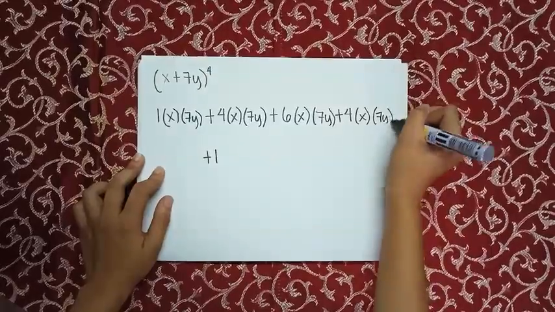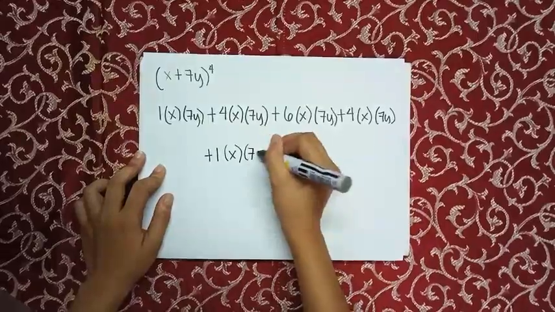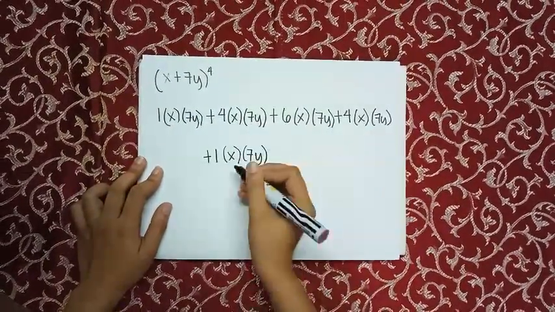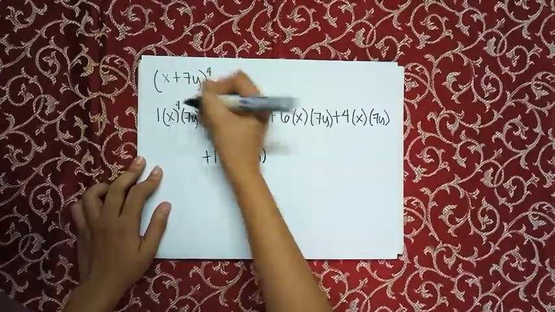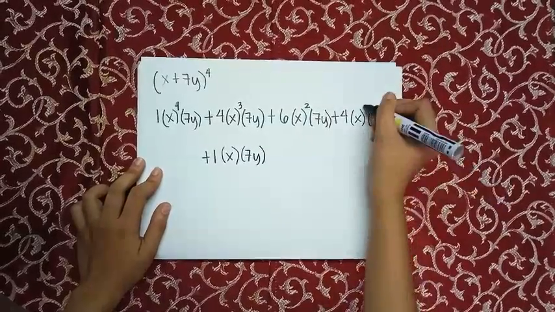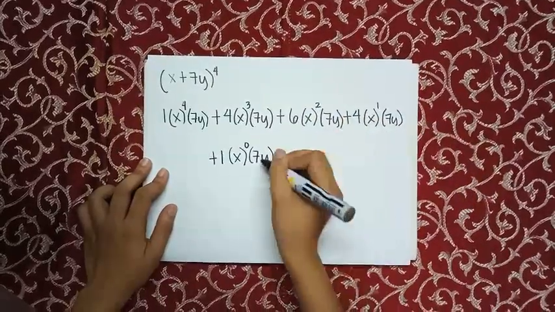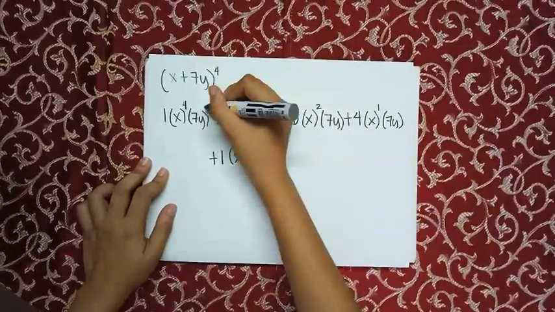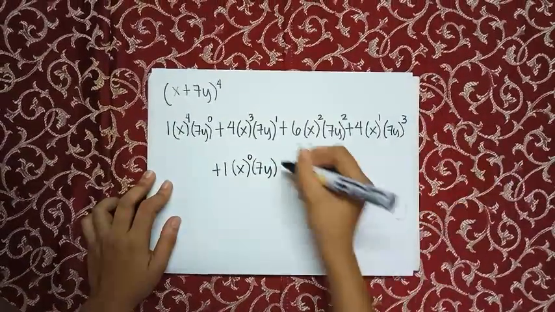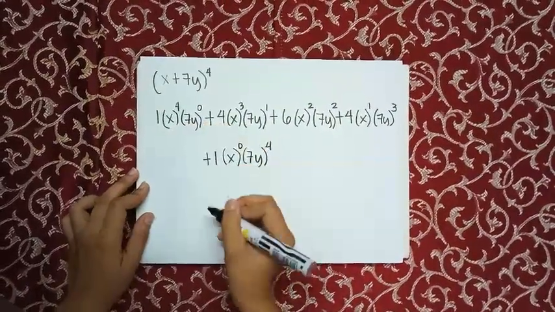After writing all of them, we'll have the exponents of x in the binomial expansion. We'll start from 4, then 3, since it is decreasing, 2, 1, and then 0. For the value of y, the exponents will be increasing, so we'll start from 0, and then 1, 2, 3, and then 4. After writing them all, we'll simplify it.